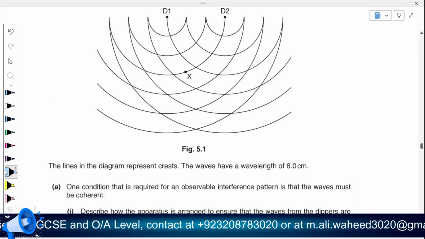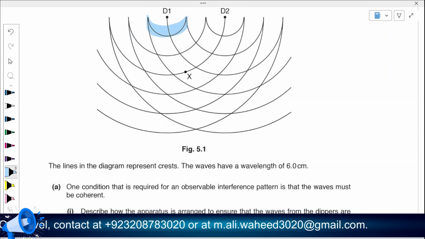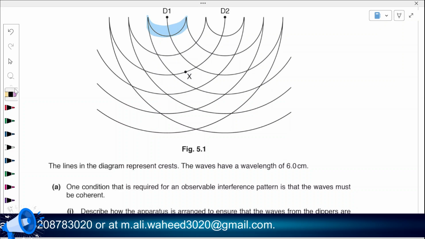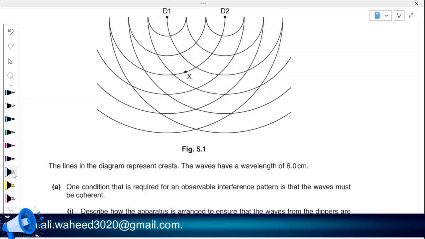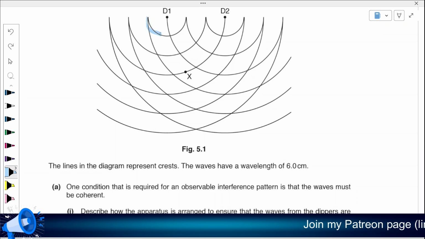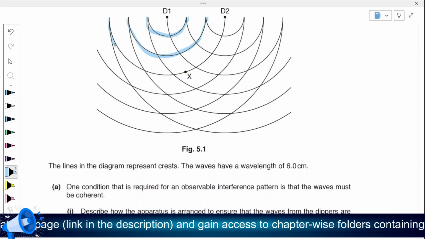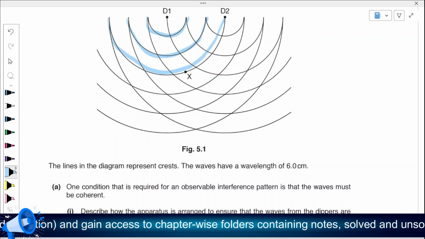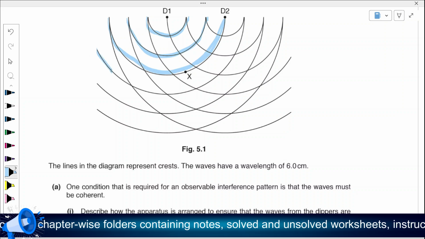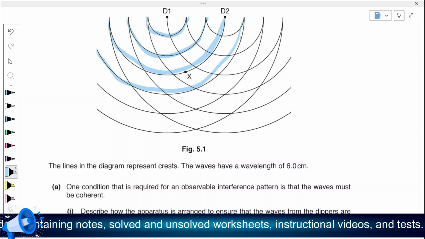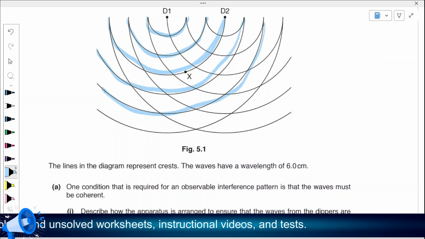Okay, so for example, for the source one, this is the crest of the source one. Let me narrow it down first. This is the crest of the source one over here. This is the second crest of the source one. This is the third crest of the source one. Likewise, this is the fourth one, then this is a fifth one, and then this is a sixth one.